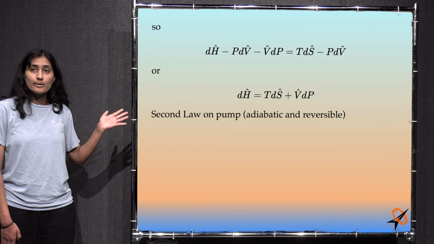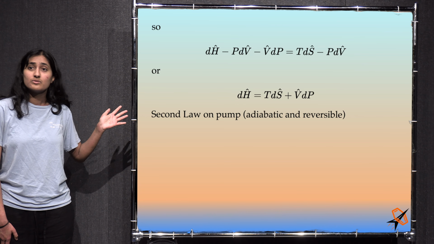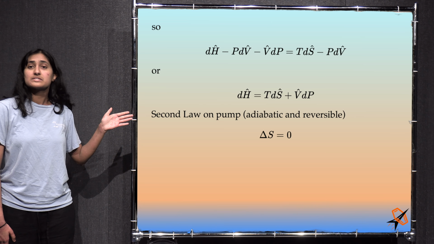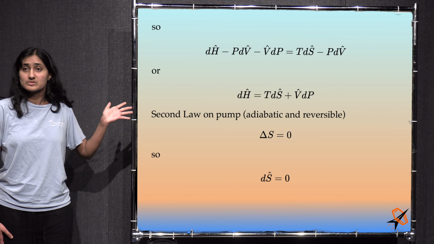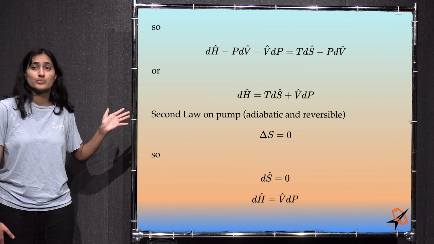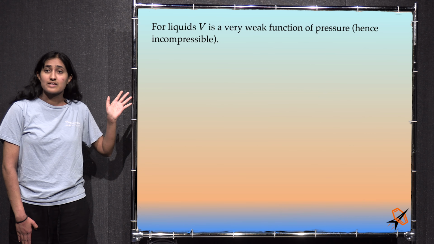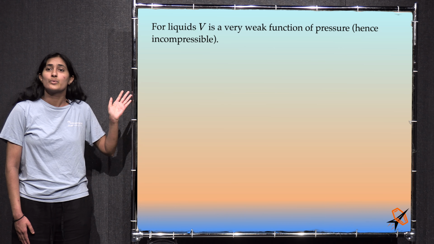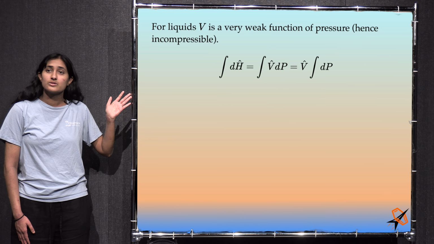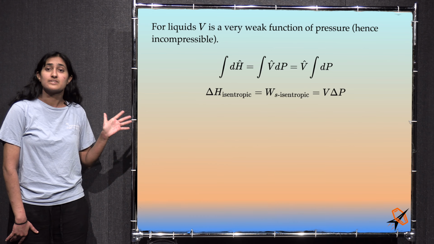Now we will use our second law for an adiabatic and reversible or isentropic pump. Delta S equals 0, which implies that dS hat is also equal to 0, and finally that dH hat equals V hat dP. As we discussed, when treating liquids as incompressible, the volume of a liquid is a very weak function of pressure, unlike the volume of a gas, which is a very strong function of pressure. We take the integral of dH hat, which equals the integral of V hat dP. Pulling the V hat out, we get V hat integral of dP. And finally, the isentropic change in enthalpy is equal to the isentropic work, which is equal to V hat delta P.